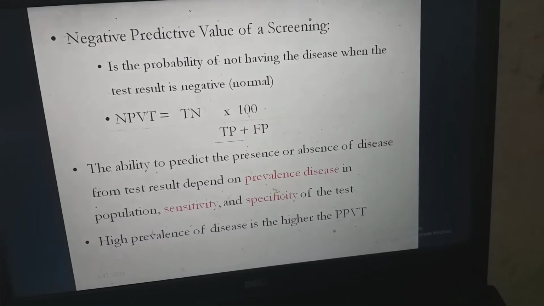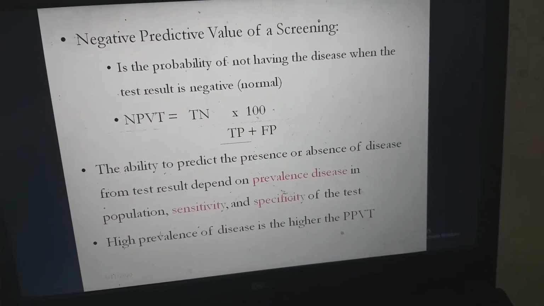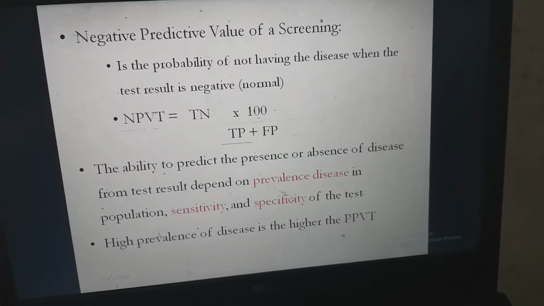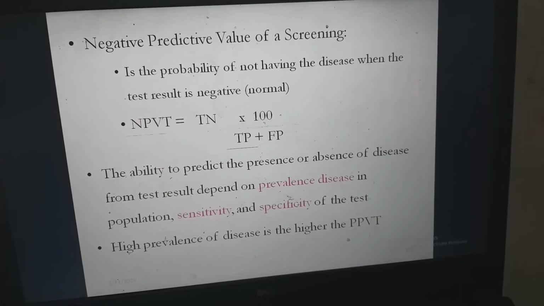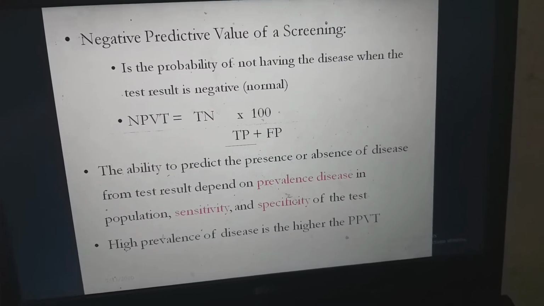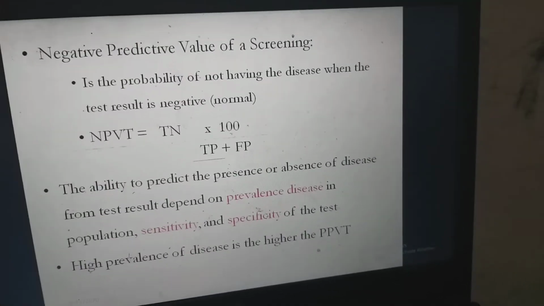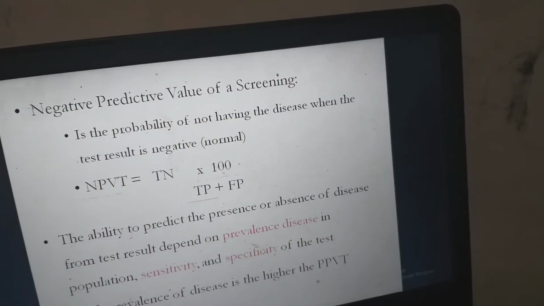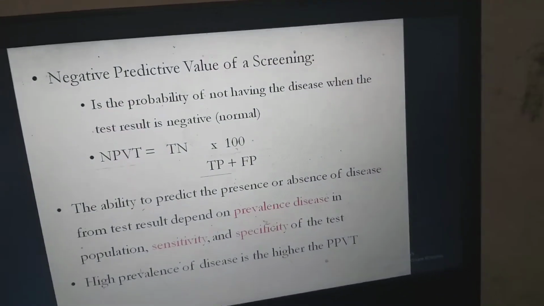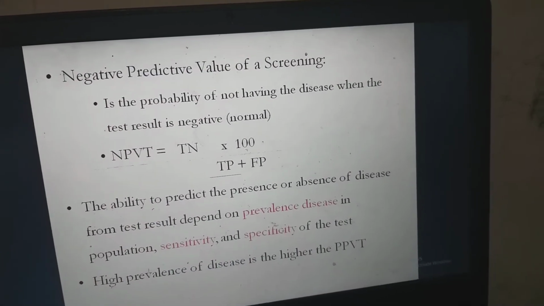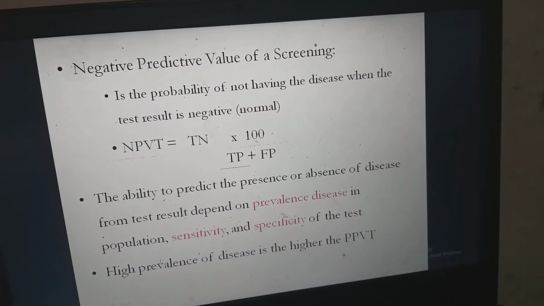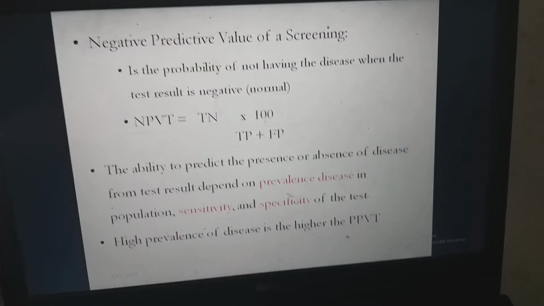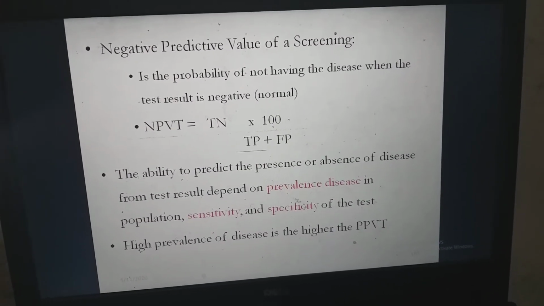Negative predictive value of screening is the probability of not having the disease when the test result is negative. That relates to specificity. So from the total test negatives, do you think all of them have no disease? No, sometimes they may have disease. To identify this, we calculate negative predictive value, which is true negative over true negative plus false negative, times 100.